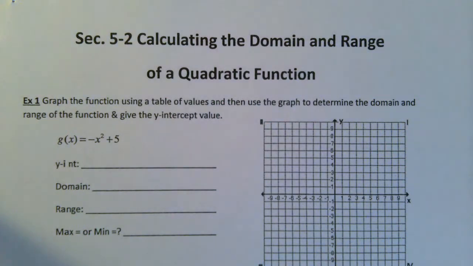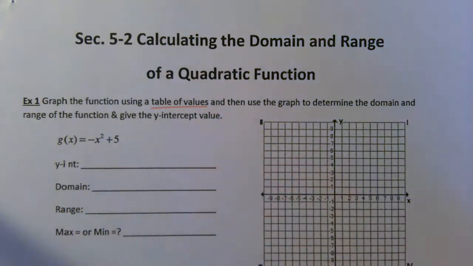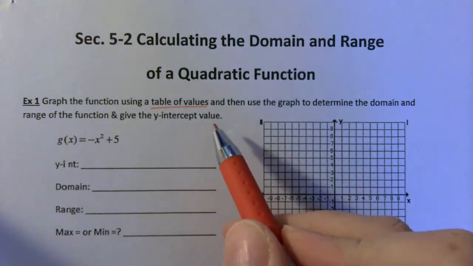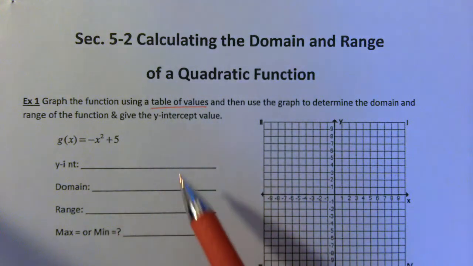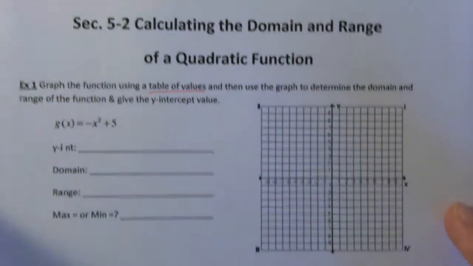So we're talking more about domain and range here. It's asking us to graph the function using a table of values and then use the graph to determine domain and range and give the y-intercept. I think that we should be able to determine all of this without having a graph also, so I want to make sure we can do that both ways.